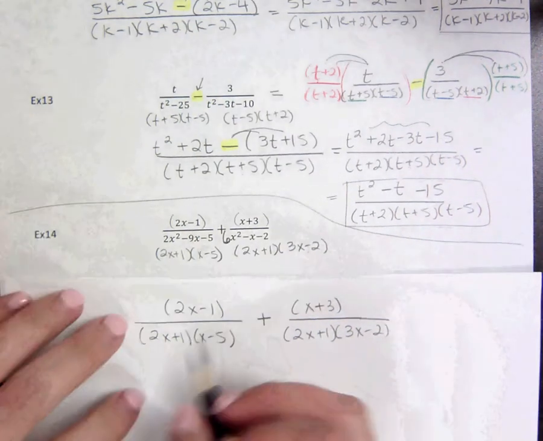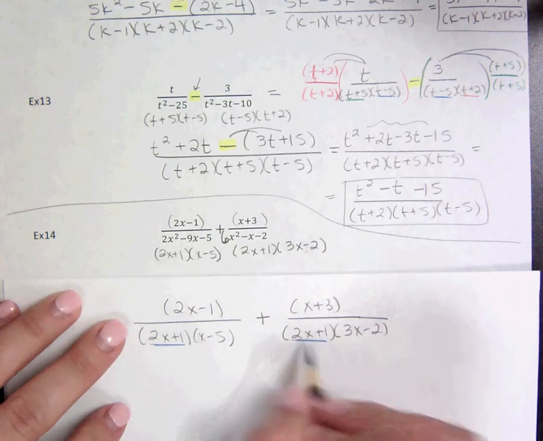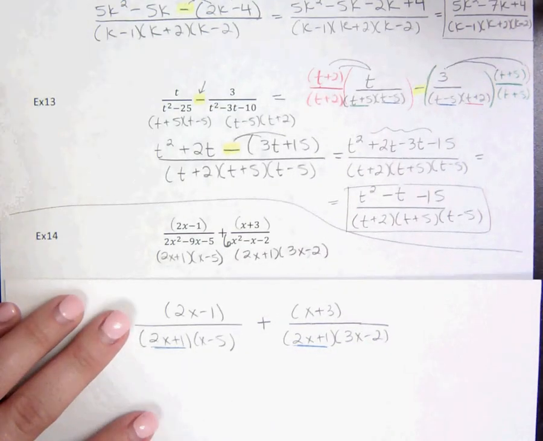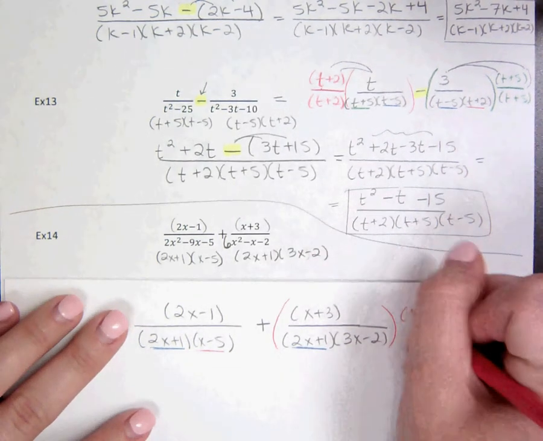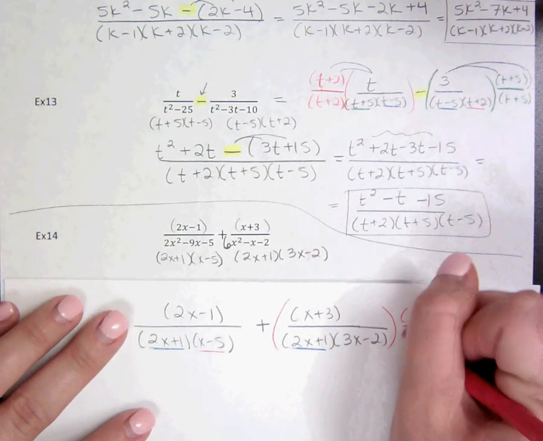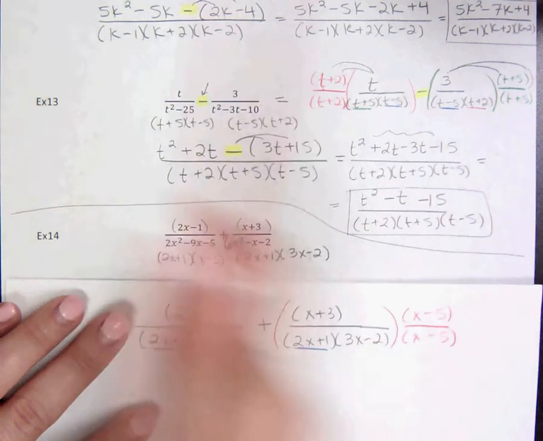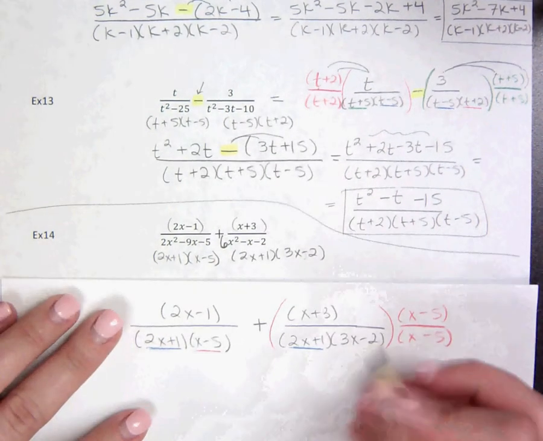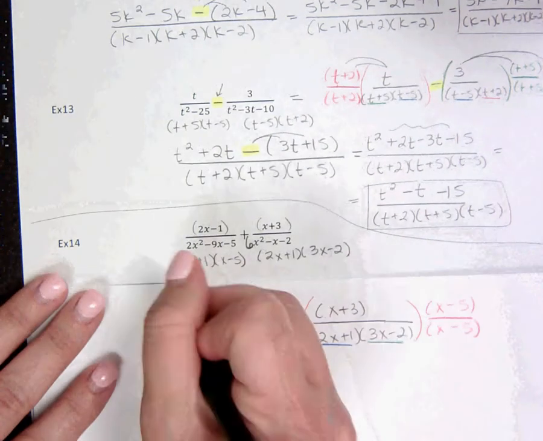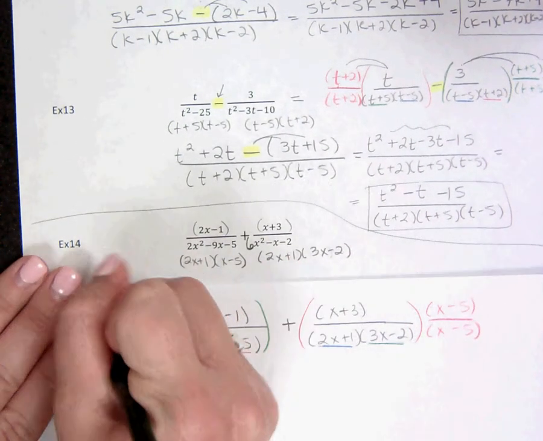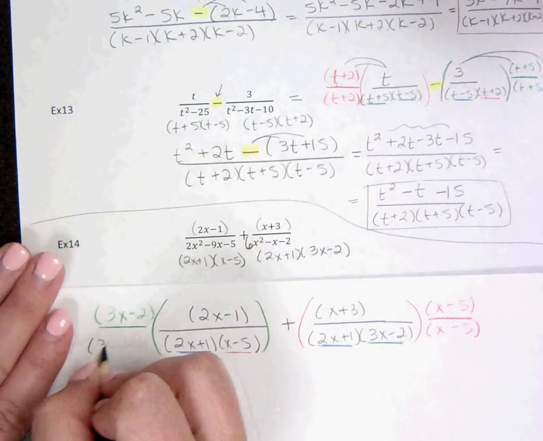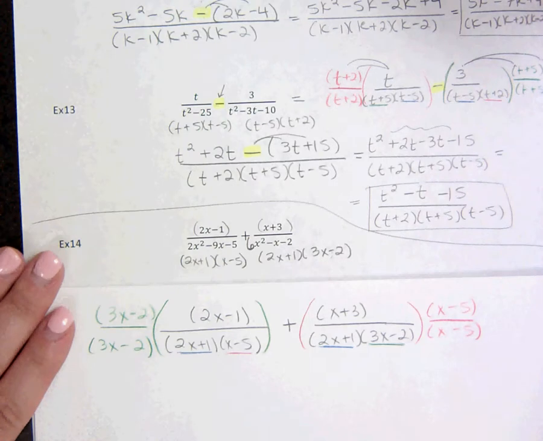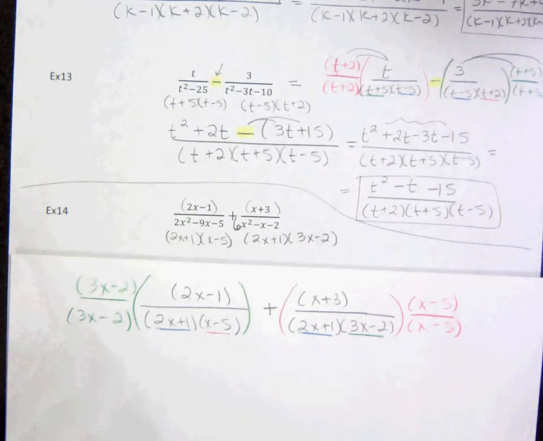Then we kind of see what we've got. They both have 2x plus 1, so we're good there. The first one has x minus 5, so the second one needs x minus 5. And finally, the second one has 3x minus 2, so the first one needs 3x minus 2. So that's the hardest part. Get the things factored, give yourself space, and multiply on what's missing.